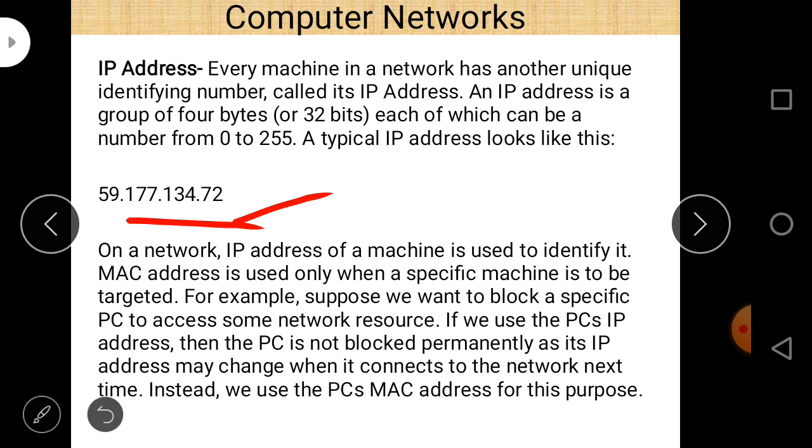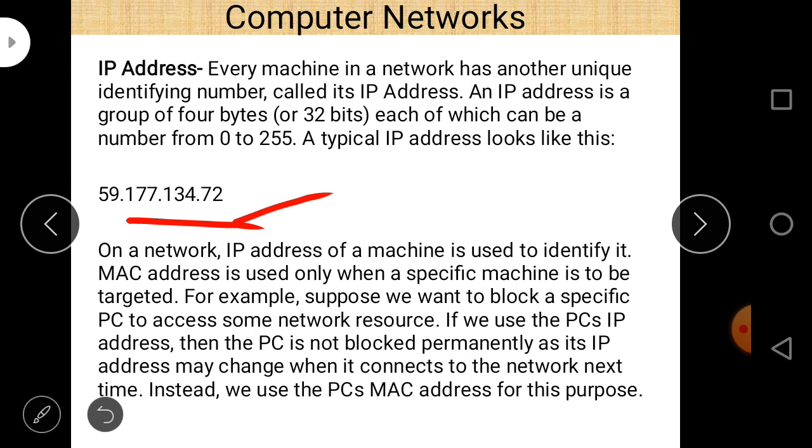So if we want to completely block a computer in a network, it is possible only using MAC address. If you use an IP address to block a particular computer in a computer network system, then it is blocked only for a certain period of time, and when the IP address changes, next time the computer system can use different resources. To block a computer permanently in a computer network, we use MAC address. So MAC address is a physical address. MAC address cannot be changed, but IP address can be changed.